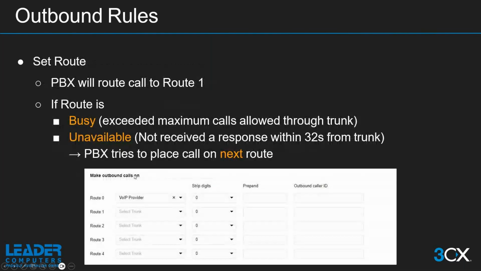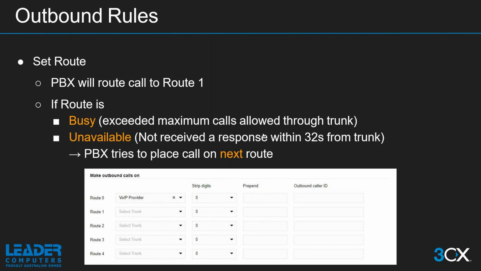So this is how to set the route. There are a few conditions that need to match: the prefix, the length, or a particular user or department. Once that is satisfied, it needs to decide where to route to. In the PBX, you can set route 0. It will always check route 0, and on route 0 you can set a trunk, strip digits or prepend digits, and set the outbound caller ID. And if the route is busy or exceeds the maximum calls allowed, it can go to the second route available.